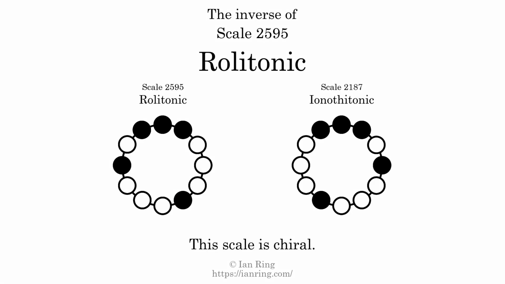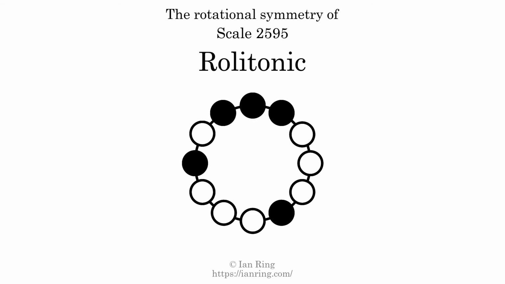The inverse of a scale is a mirror image. It is what you get when the sequence of intervals is reversed. The inverse of this scale is scale 2187, also known as ionotonic. This scale is chiral. It cannot transform into its inverse by rotational transformation. This scale has no rotational symmetry.